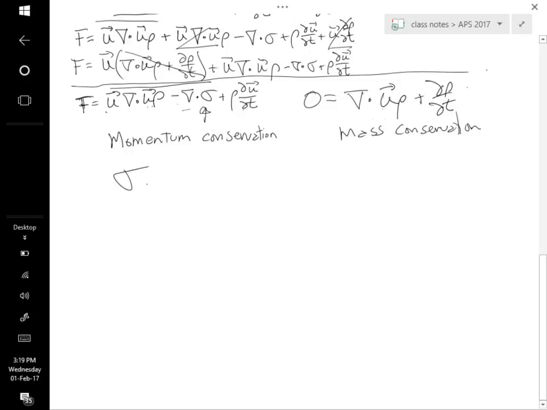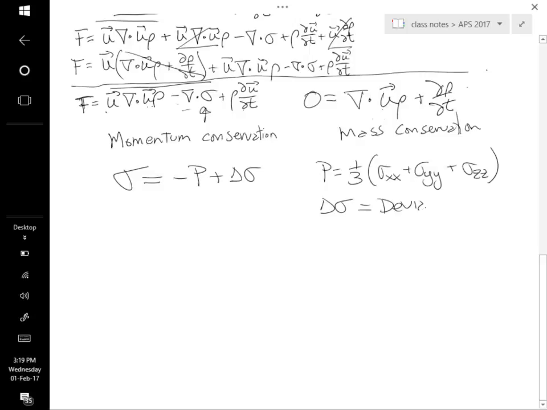So the stresses in the fluid will equal the pressure, or the mean stress, the average stress, plus some deviation from the mean stress. So pressure is going to be the average of the 3 normal stresses. And this delta sigma is the deviatoric stress, the difference from the mean stress. So I think conceptually that makes sense.